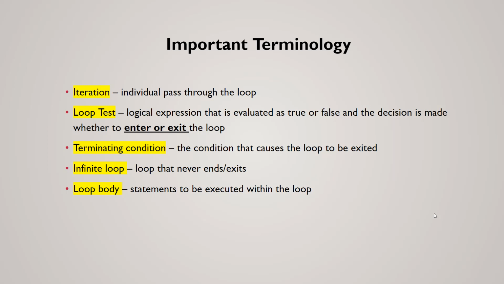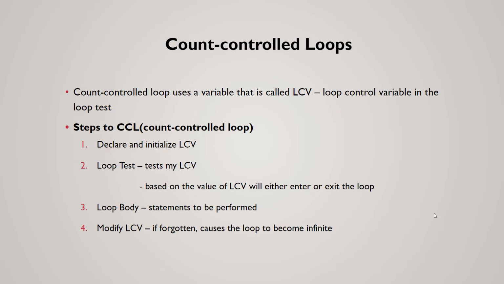And then a loop body. These are the statements that execute within the loop. So this is basically the logic. If you wanted a loop that prints hello world to the screen 5 times, like I've been saying this whole time, then your loop body would consist of that cout statement. Everything that exists around the loop that supports the loop is not part of the loop body. Okay.